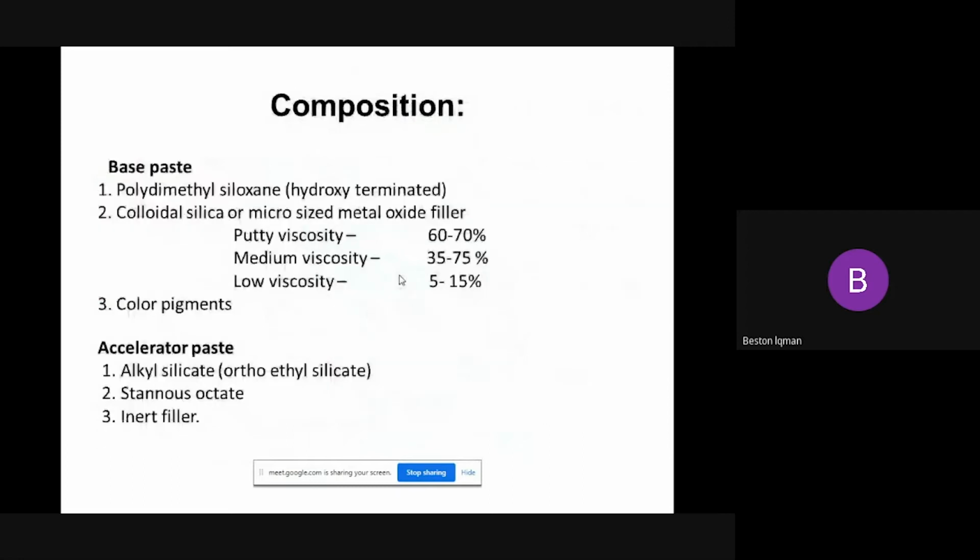The base type consists of the following content, while the accelerator consists of the following content. By the way, I don't need the percentage of the material, but I need the names. Base: polymethylsiloxane, colloidal silica, sometimes containing pigment. Accelerator: alkyl silicate, stannous acetate, inert filler.